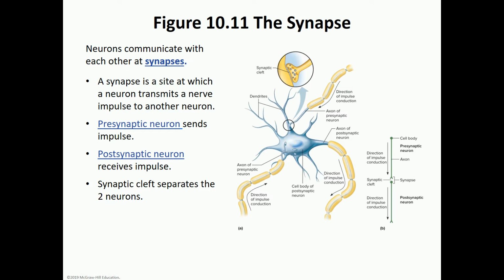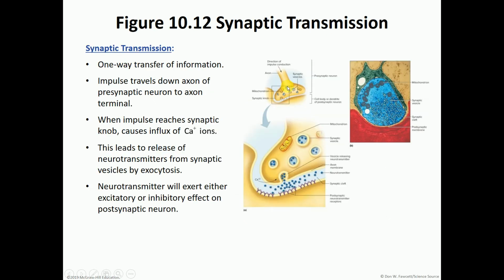There is a gap, though, between them. So if you zoom in to the synapse, you can see here, this again is the terminal knob or the end of the presynaptic neuron. There's a little gap in the middle, and that is known as the synaptic cleft. And this right here is your postsynaptic neuron. So how is it that things are transmitted from pre to postsynaptic neuron?